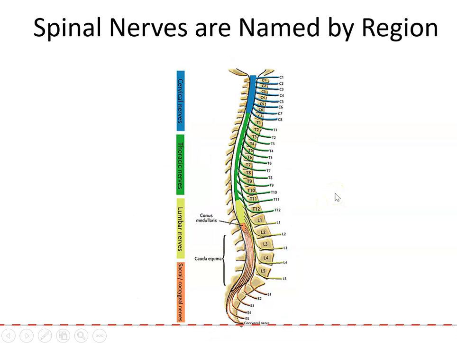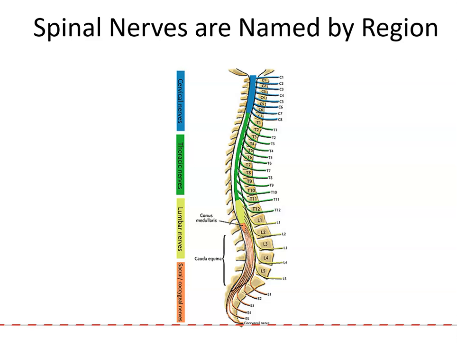Here you can see the 31 pairs of spinal nerves. They are mixed nerves, meaning that they are sensory and motor. That is different from, say, cranial nerves, which include specifically sensory neurons or just motor neurons. Cranial nerves can also be mixed as well, but keep in mind that all spinal nerves are mixed nerves.